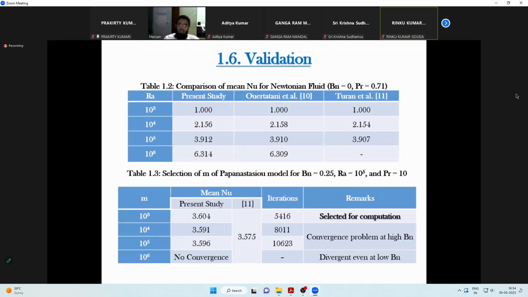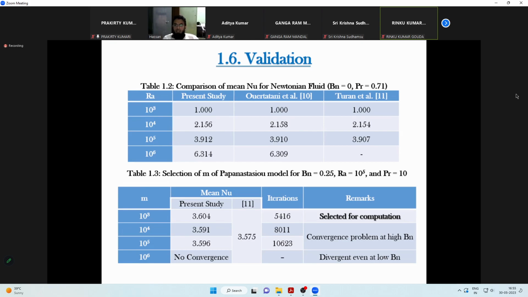This present study was validated by using reported literature by Ortetani and Turan. Both Ortetani and Turan have significantly reported in literature for non-Newtonian fluids, and we have carried out a similar kind of validation for the Bingham number also.